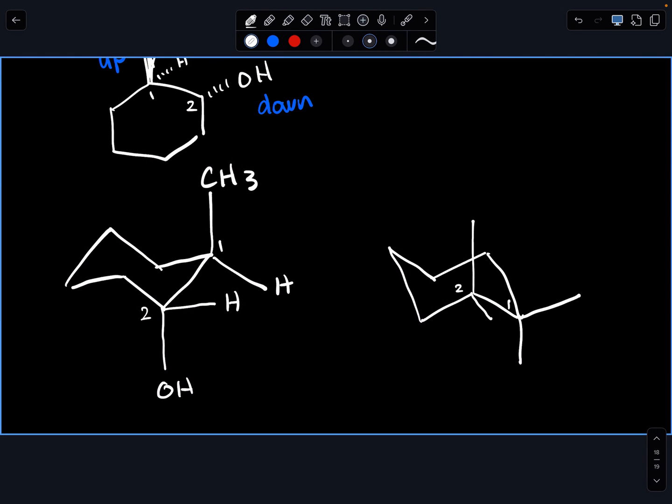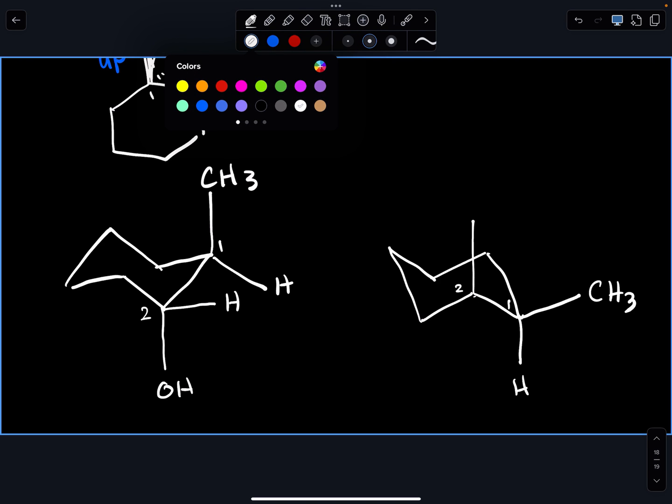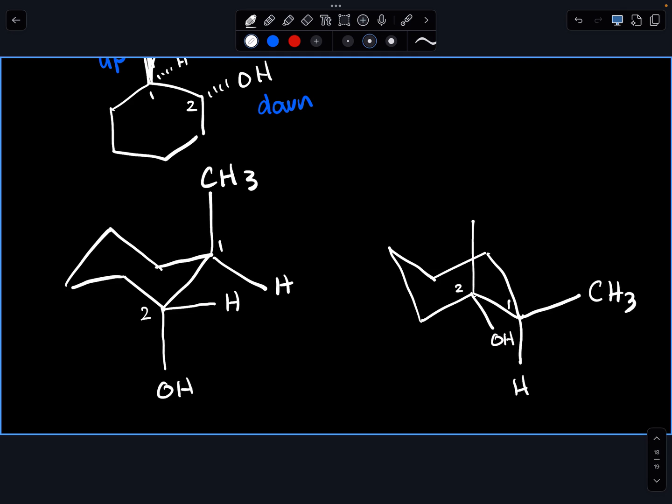So looking at carbon 1, I would say that it has an up and a down, right? So whatever we drew on the left, the CH3, which was up on the left, it's got to be up on the right as well. So let's do that. Let's get rid of our up and down, and we're going to put CH3 and H down here. And then we're going to look at carbon 2. Carbon 2, the down one was the OH. Down one is OH, and the up one is a hydrogen up there. So that would be the ring flip form.